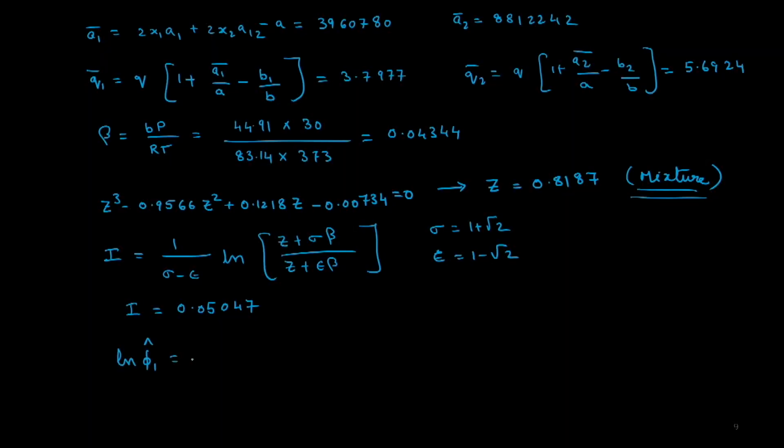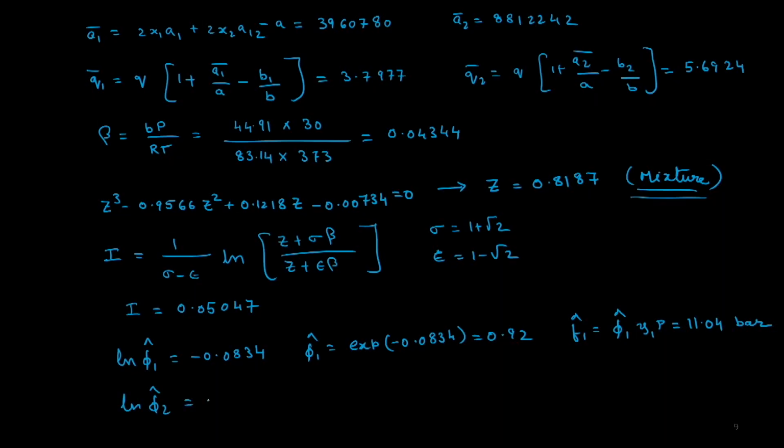Now once I have I and Z, I have everything I need to calculate the fugacity coefficient. Ln phi1 hat now turns out to be 0.0834. So phi1 hat is going to be exponential of that value, 0.92, and f1 hat is going to be phi1 hat times the partial pressure y1 P, which is 11.04 bar. And ln phi2 hat for propylene is 0.2374. Phi2 hat is 0.7887, and f2 hat works out to be 14.2 bar.